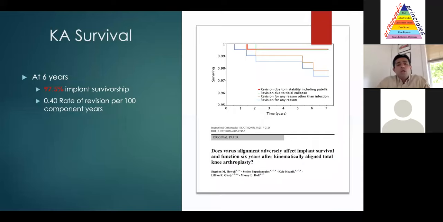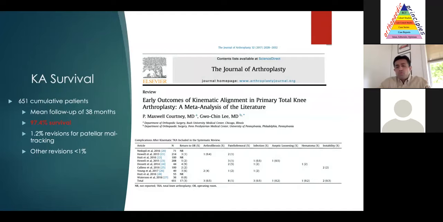So kinematic alignment survival. At 6 years, Professor Howell's group found that 98% of their implants survived. And there was a very low rate of revision per 100 component years. So good survival at short-term follow-up. What about other groups? So this was from Rush and from UPenn, and they found that at 38 months, again, there was a 98% survival. And most revisions were for patella maltracking. And that makes sense based on what we saw in the kinematic data.